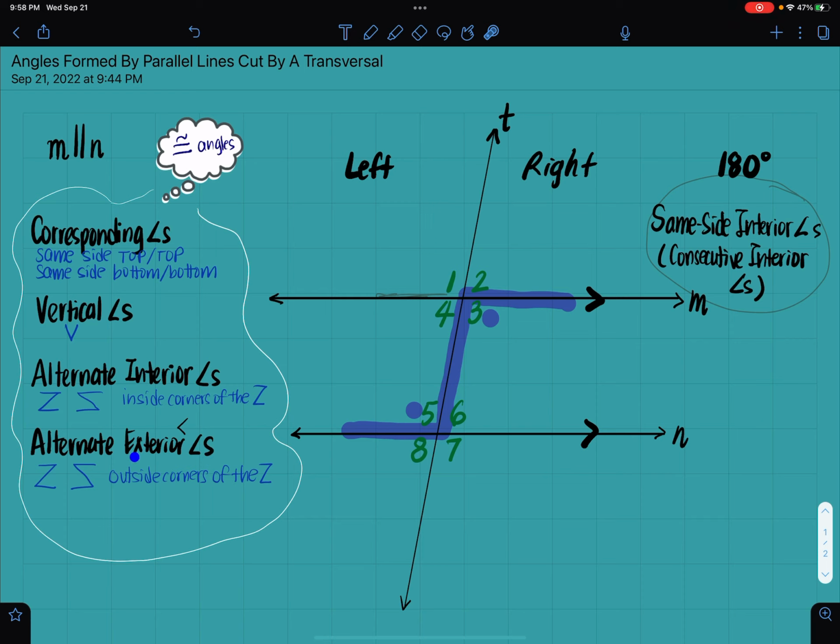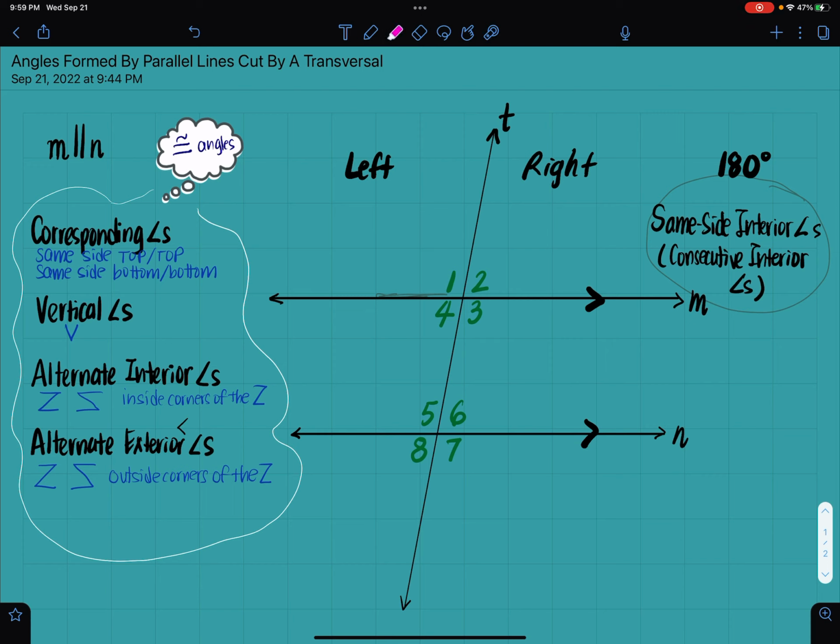So alternate exterior, outside corners of the Z. So if you look over here, before we said that this was inside. So when you look directly across, that's what you call the outside. Opposite of in is out. And so this is outside the corner of the Z. So angle 1 is congruent to angle 7. So what does that mean? If you look at this Z, this is the inside and this is the out. So angle 1 and angle 7 are alternate exterior.